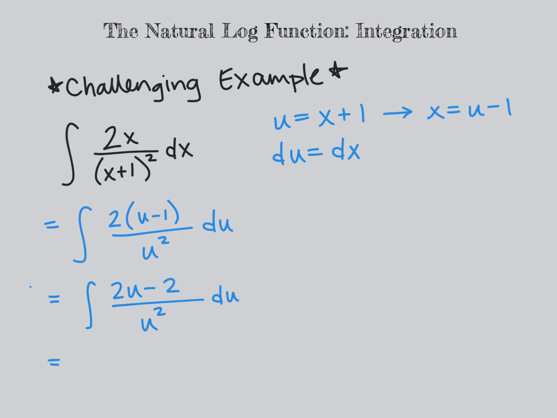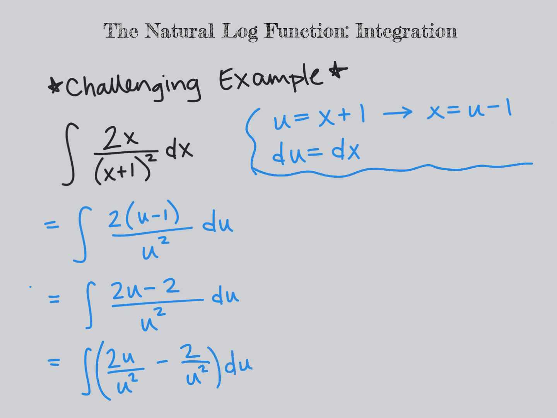Then we'll have the integral. We can break this apart into two separate fractions. We'll have the integral of 2u over u squared, minus 2 over u squared, and then of course du. Now we can cancel, this is just going to be 2 over u in this first fraction here. So we'll have the integral of 2 over u minus 2 over u squared du.